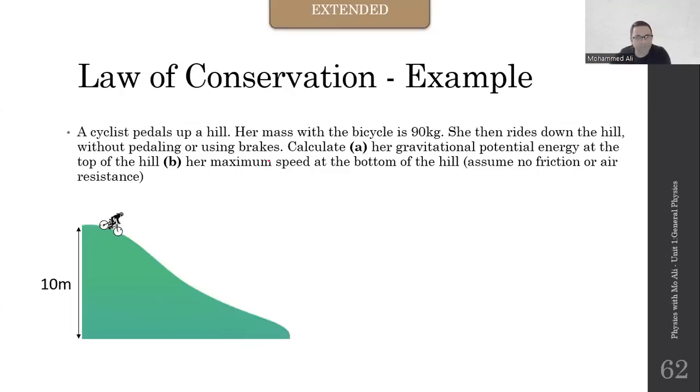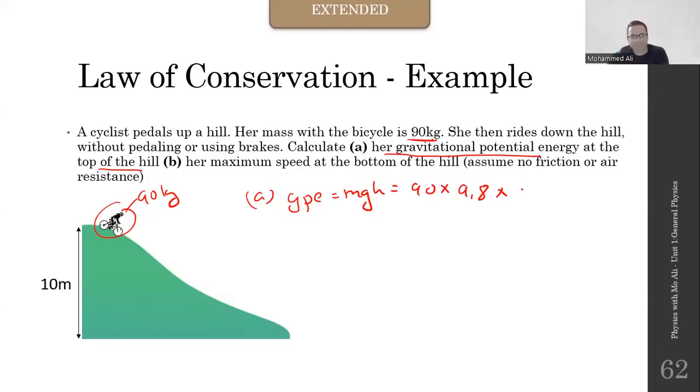This is an example for the extended students, again, because we're the ones who calculate gravitational potential energy and kinetic energy. The mass of a cyclist is 90 kilograms. This girl and her bike have a mass of 90 kilograms. She rides down without using brakes or pedaling, so it's just pure energy. What's her gravitational potential energy at the top? GPE is mgh, so that's 90 times 9.8 times 10, which gives me 8,820 joules.